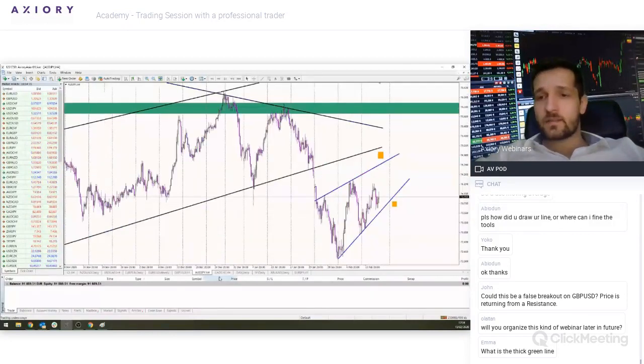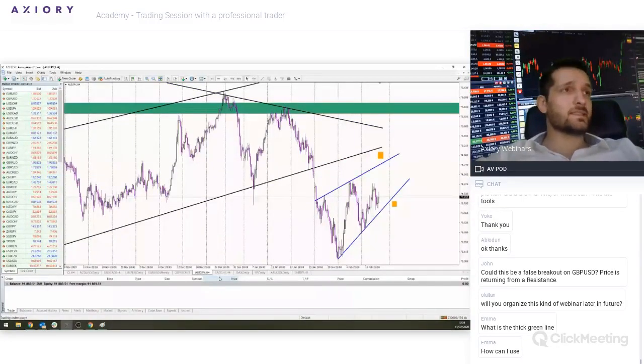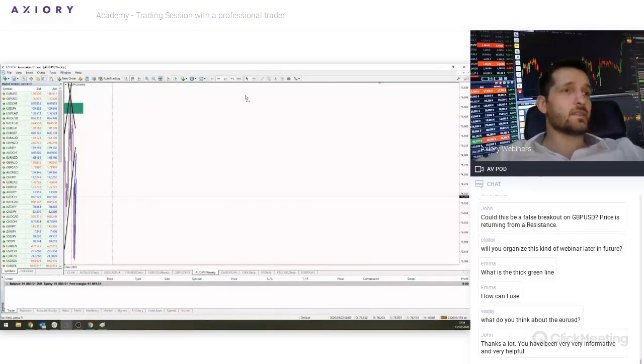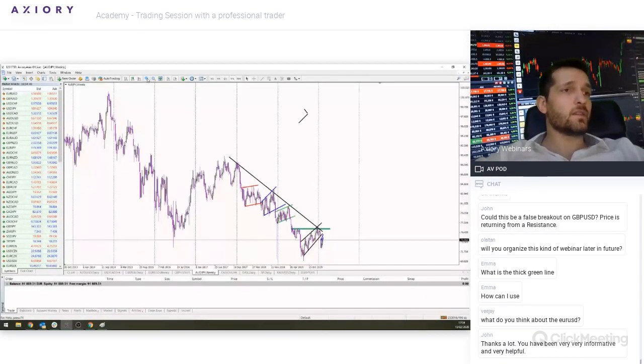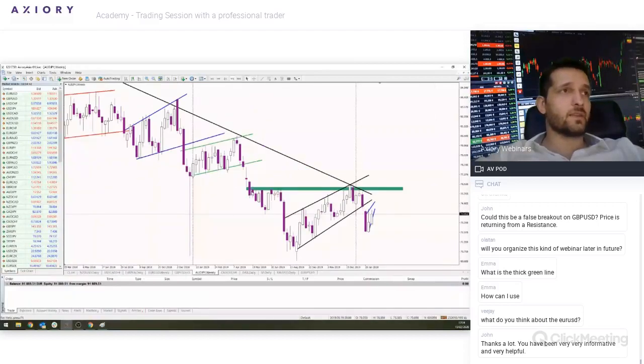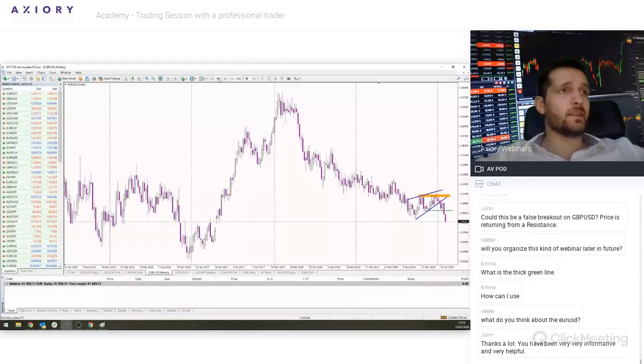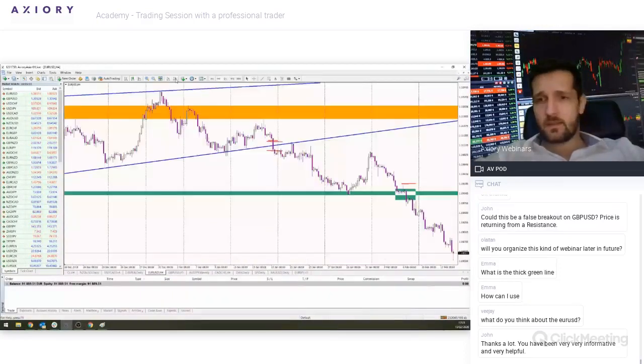Okay, my brothers, the thick green line. This is support and resistance on Australian dollar to Japanese yen. As you can see here, I labeled crucial resistance. How do I draw it? I take a rectangle and draw supports and resistances. What do I think about Euro USD? I made an analysis about this today, and I think that in the long term it is bearish.